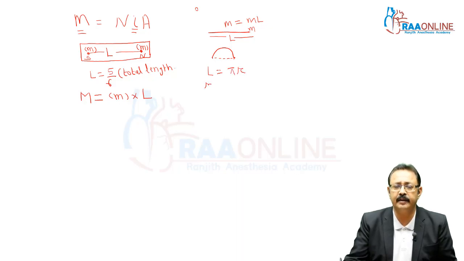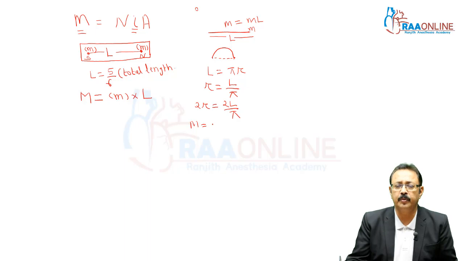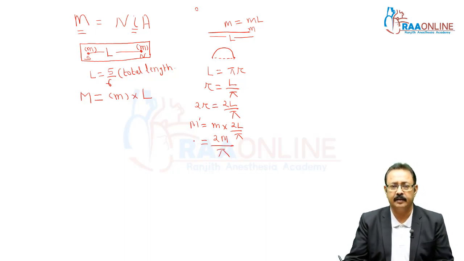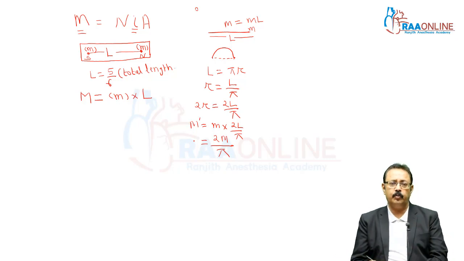So what is the radius? Radius is now L upon pi. So the distance between poles, meaning the diameter, meaning 2r, is now 2L upon pi. So now the magnetic moment should be m into, in place of L we will write 2L upon pi. The new magnetic moment, if the original m into L is M, we can now write 2M upon pi. So they can frame a problem like this.